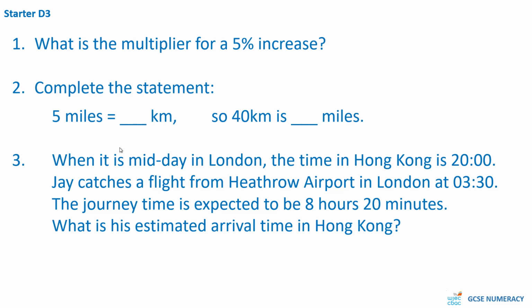Okay, so what's the multiplier for a 5% increase? We're increasing by 5% from 100, plus 5. That gives us 105%, and that's a multiplier. That's going to be 1.05.